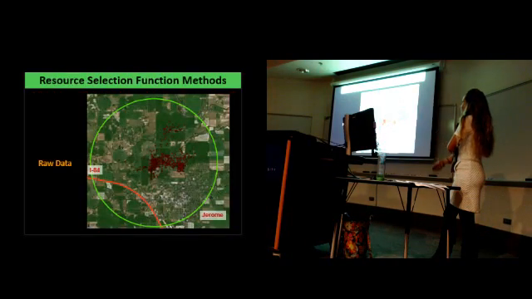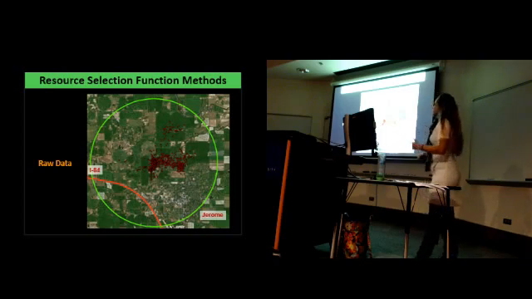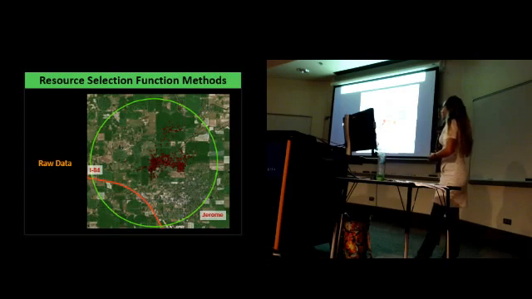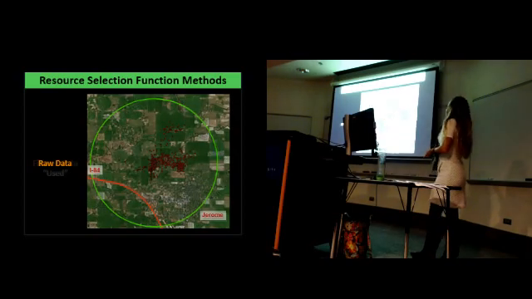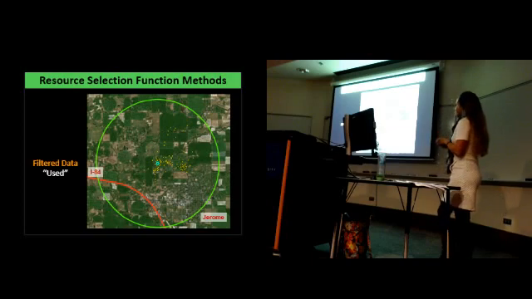To examine habitat use, I conducted a resource selection function, and I had to do some data manipulation and filtration before I was able to run the analysis. So I brought the raw locations into ArcGIS. They were filtered to remove locations with poor satellite reception. And then I filtered them at 5-minute intervals to reduce spatial and temporal autocorrelation, and that left me with about 300 to 500 locations for analysis per individual owl. Those locations were termed used.